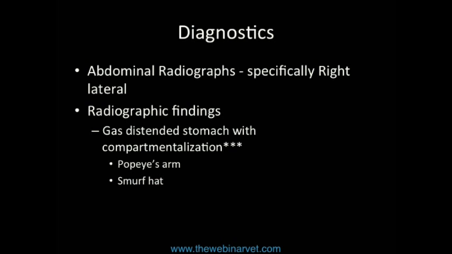Chris discussed diagnostics of what we need to do. Radiographs, specifically the right lateral, will be the most diagnostic. What you're looking for is a gas distended stomach with compartmentalization, and compartmentalization is key. People call it the Popeye's arm, the Smurf's hat, the double bubble. I have seen a number of radiographs that aren't classic, so what I look for is compartmentalization. I will go over that on some of the radiographs that we see.